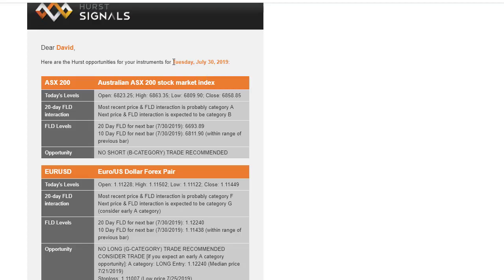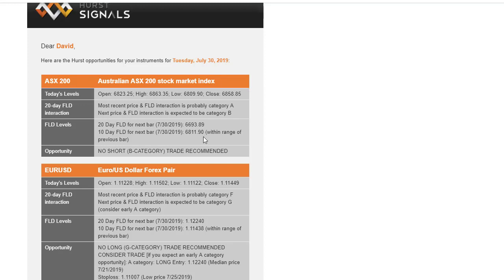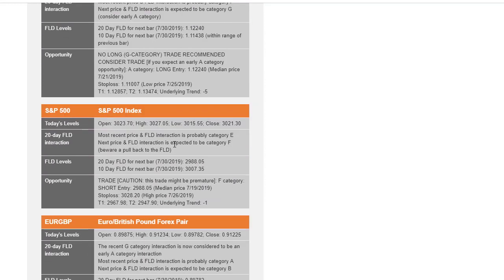So here is the email for the 30th of July 2019, which was of course for Tuesday. So I'm just going back a day before the interaction actually occurred to show you how this works. When I scroll down to the S&P 500, you can see that there is some text commentary explaining that the most recent price and FLD interaction is probably category E. Well, that's exactly what we were discussing in our previous market update video. Therefore, the next price and FLD interaction is expected to be category F.